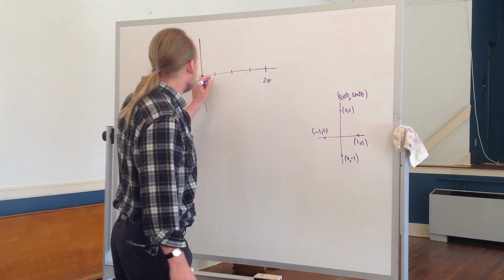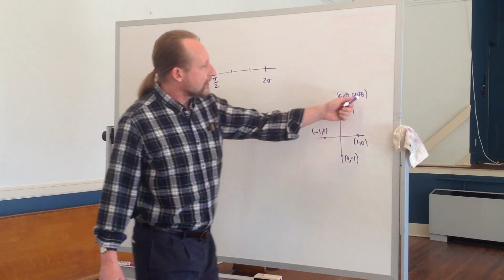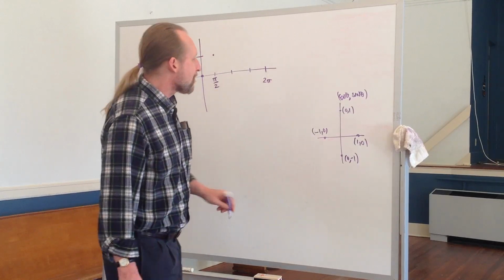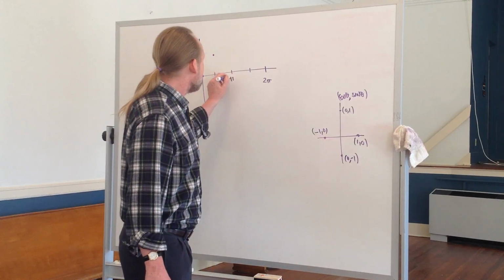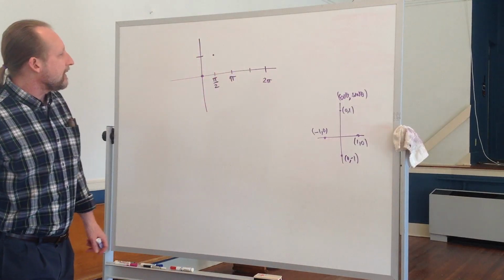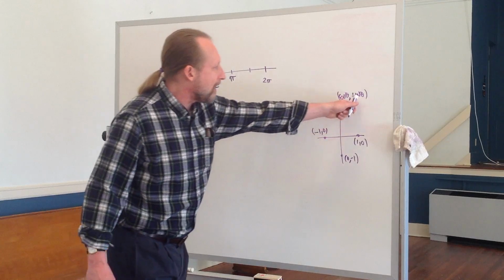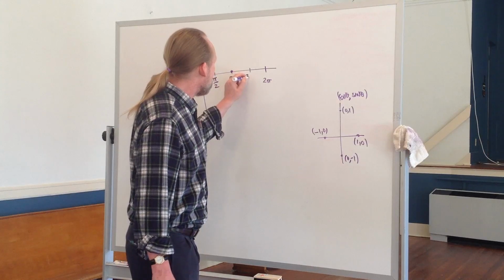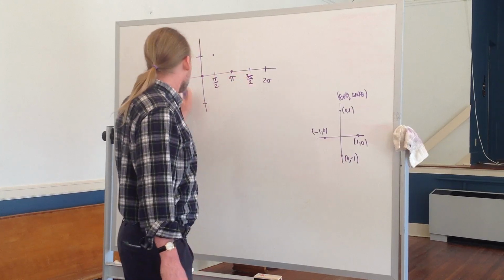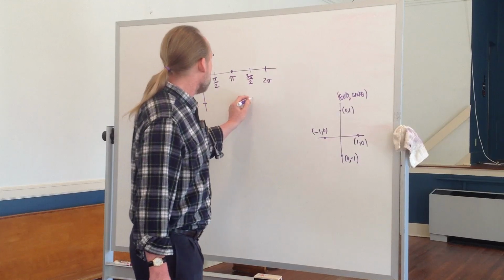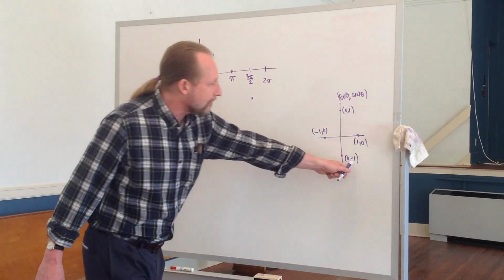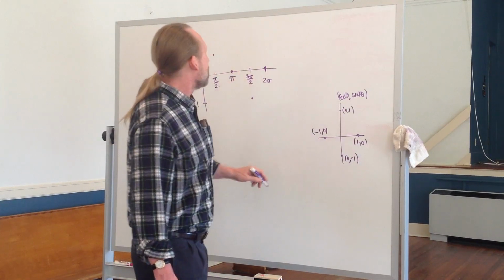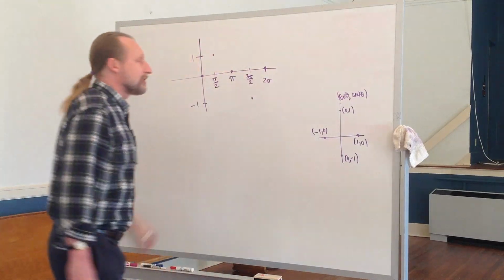At pi over 2, which is 90 degrees, the sine of pi over 2 is positive 1. Over here, at pi radians, 180 degrees, the sine of pi is 0. That's the y-coordinate. And then down here at 270, which is 3 pi over 2 radians, the sine of 3 pi over 2 is negative 1. Again, the y-coordinate. And then when we come back, these things just repeat. Okay? So there will be another curve that looks just like this one.